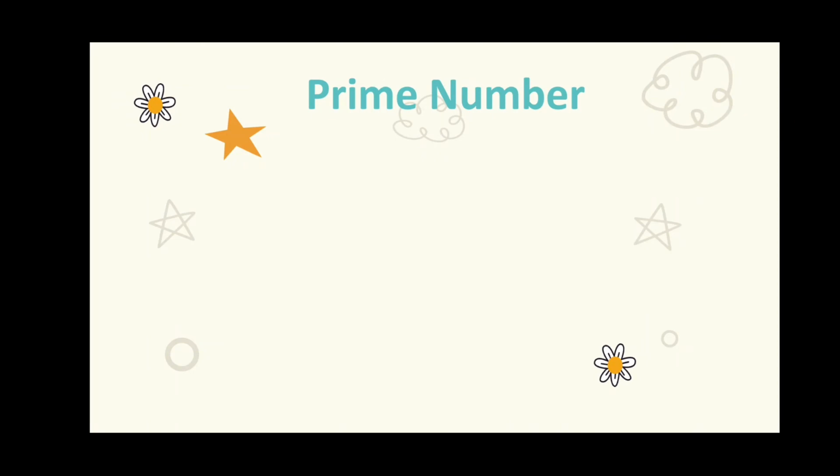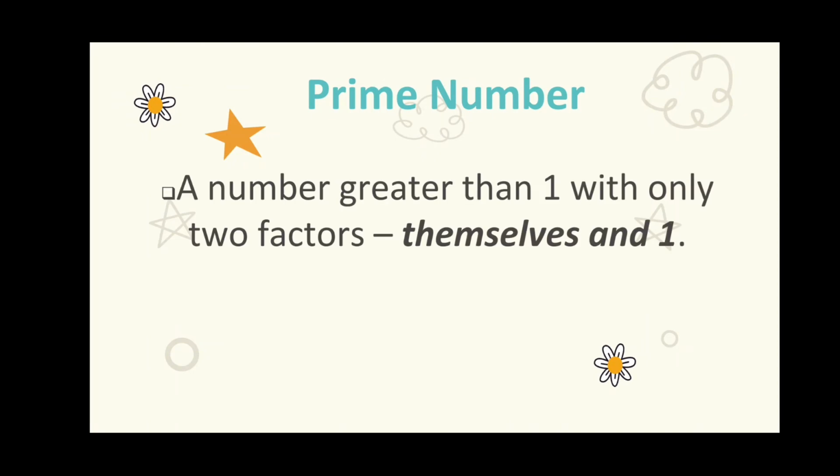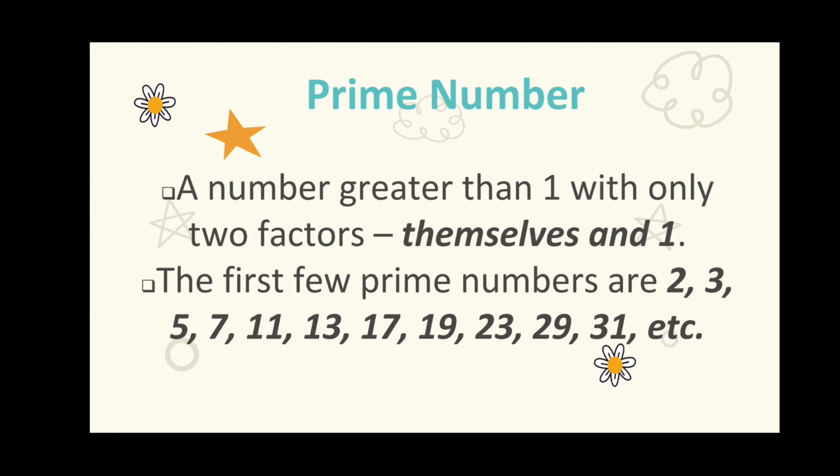What is a prime number? When we say prime number, it is a number greater than 1 with only two factors, themselves and 1. The first few prime numbers are 2, 3, 5, 7, 11, 13, 17, 19, 23, 29, 31, etc.